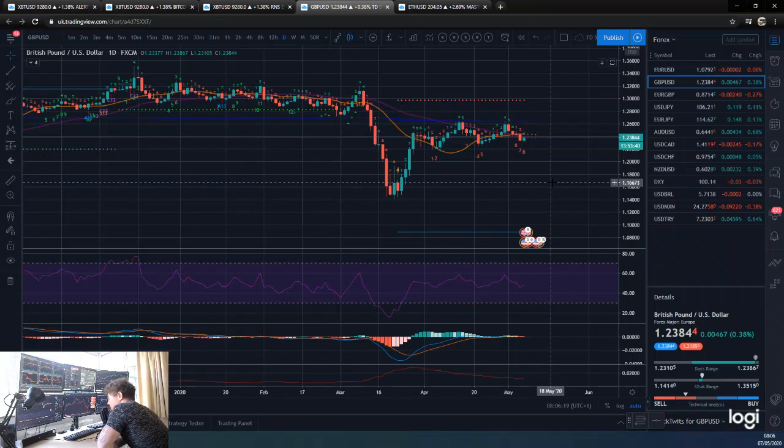So these are the sort of things that you need to be looking at when you're forex trading. You need to be looking at the bigger picture. You need to be looking at these moving averages. You need to be looking at the higher time frames than the time frame you're trading on, to then look for the trades that you want to take.